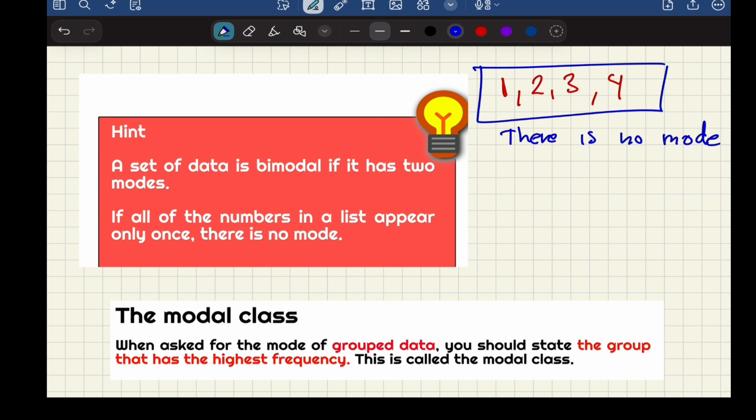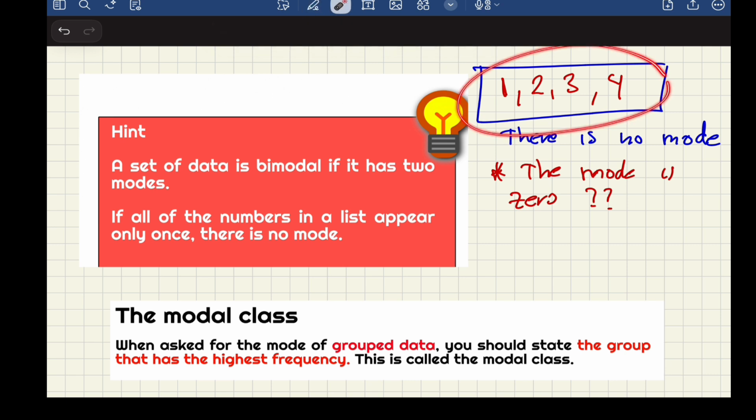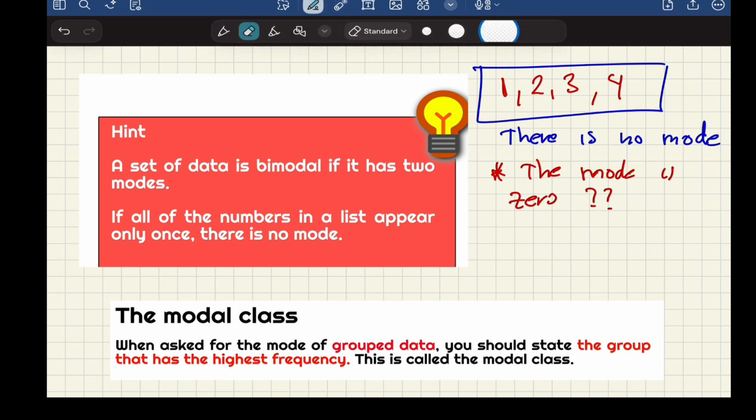There are some students that say something like this: the mode is 0. Why 0? Pay attention. If you say here the mode is 0, you are telling that the 0 is the most repetitive number, and here we don't have any zeros. So the correct answer here would be there is no mode.